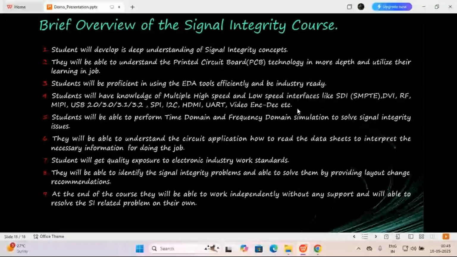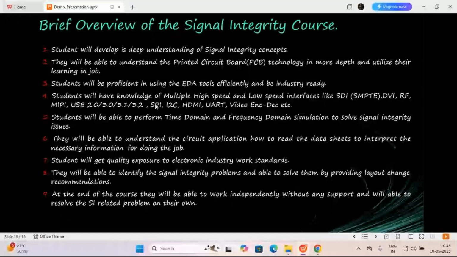include PCIe also. If you are able to understand this, in one is the frequency domain, in which you are concerned about the frequency of operation.